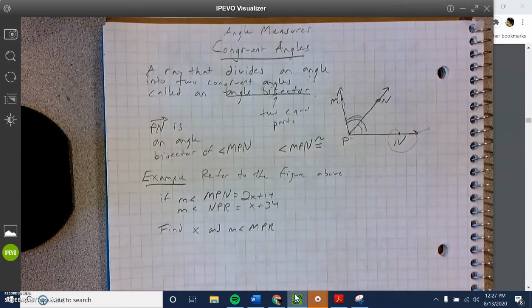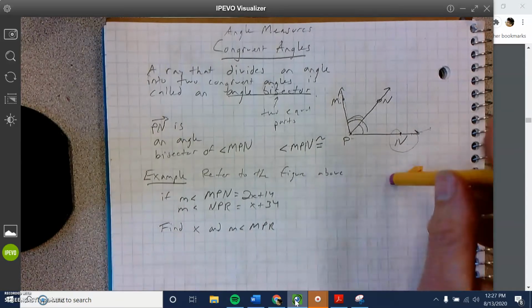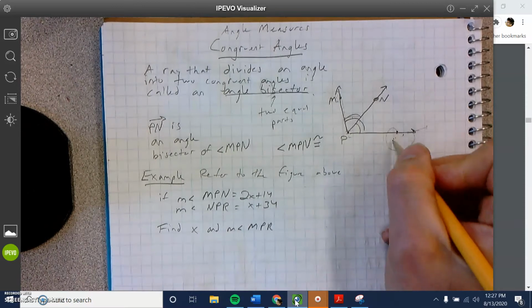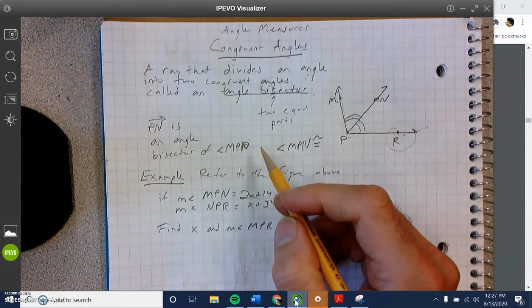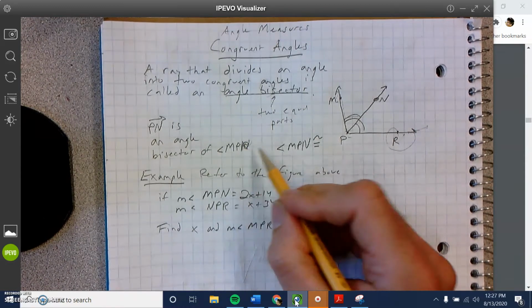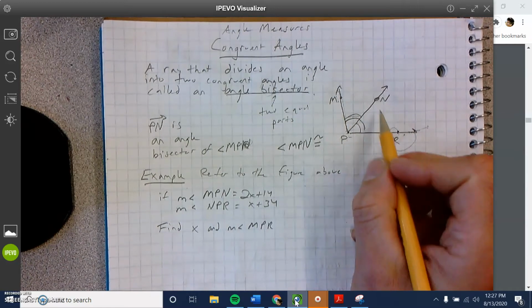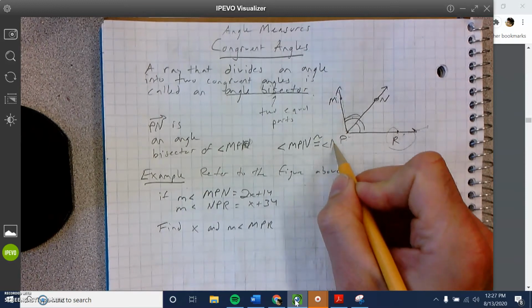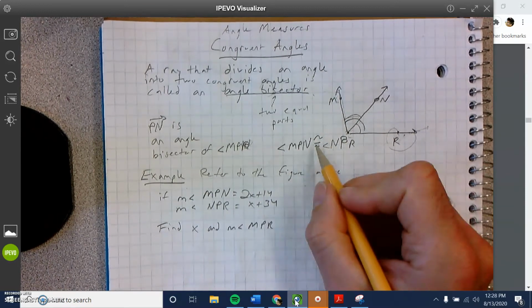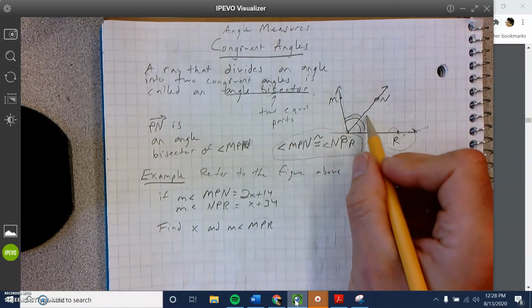So this MPN is congruent to, wait, what should that be? Let's double check to make sure I read it right. Oh, it's R, my bad. This should be R. So MPR. Angle MPN is congruent to angle NPR, or RPN, same thing. So these two angles are congruent.